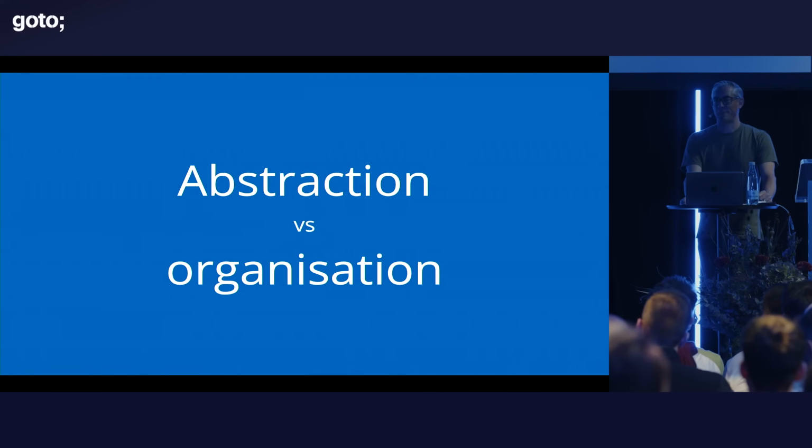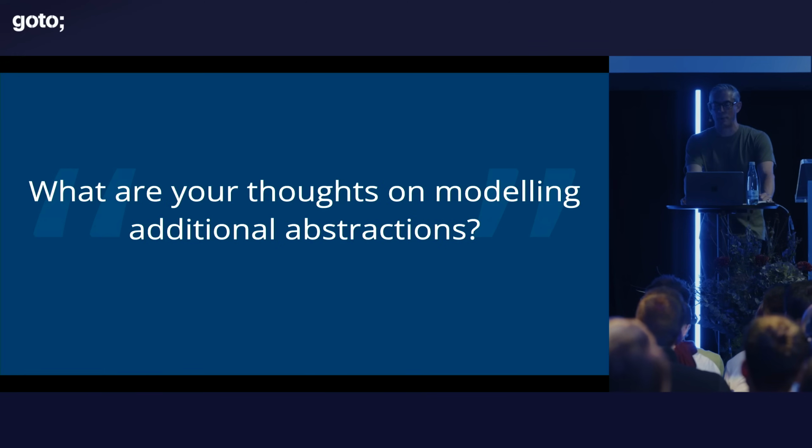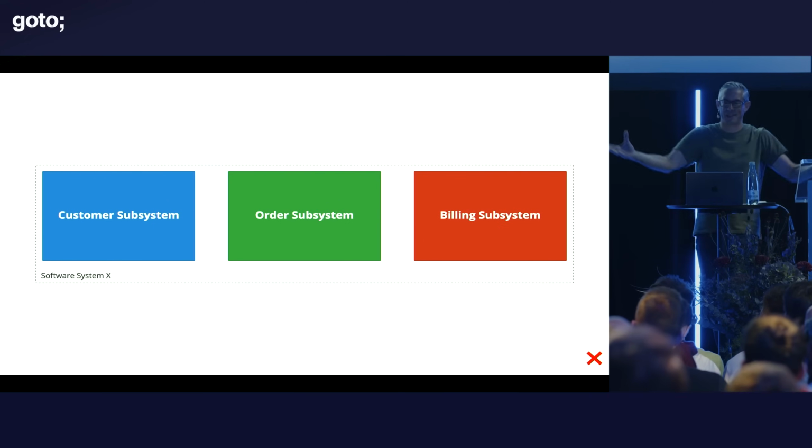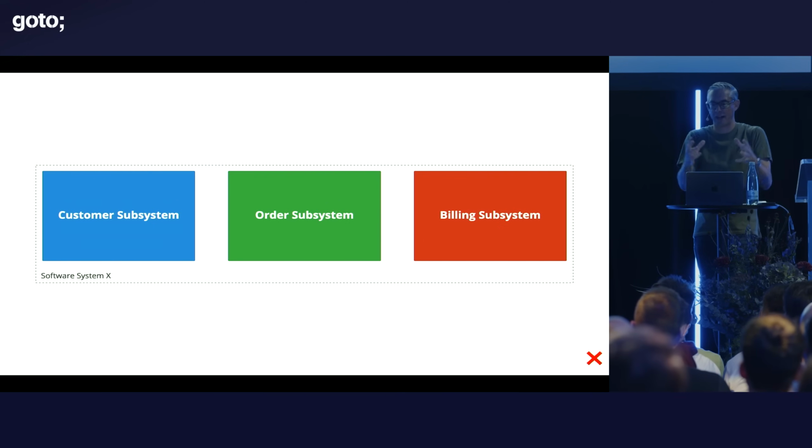Why is C4 too limited? It's because I think people are mixing concepts in their mind, and they're trying to define everything as abstractions when perhaps some things are best suited to being organizational structures rather than abstractions in their own right. So people ask me, what are my thoughts on modeling additional abstractions? And the sorts of things they're trying to model are subsystems. So if you have a gigantic monolithic software system, you might want to create a simpler diagram showing the subsystems that exist in that system. I don't think this is a particularly useful diagram.